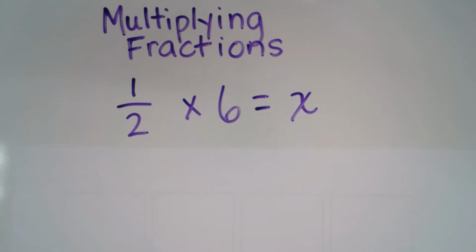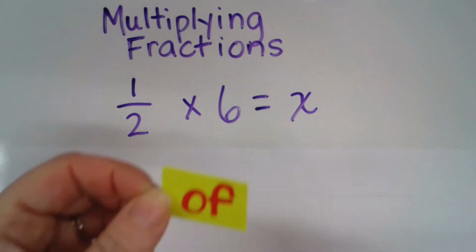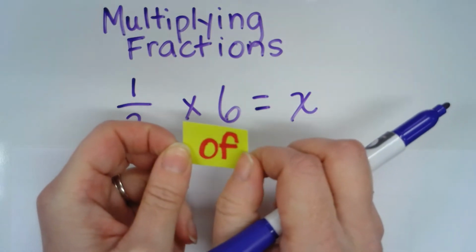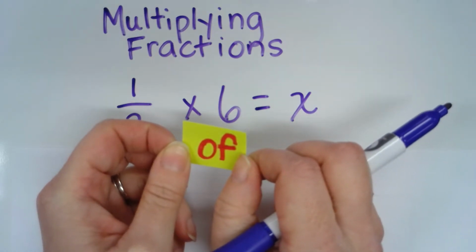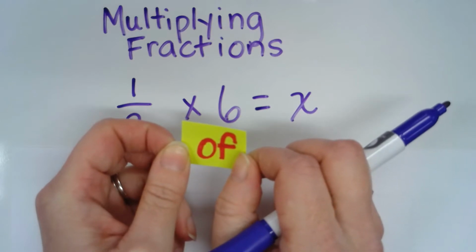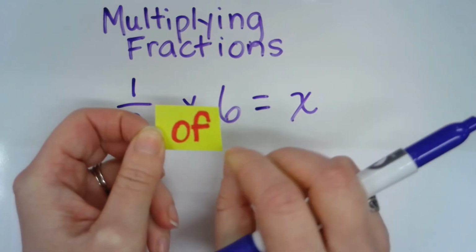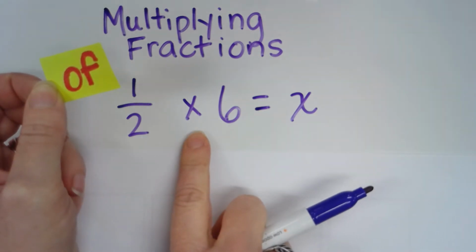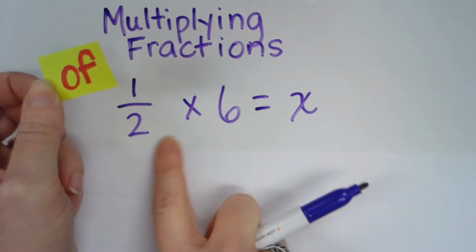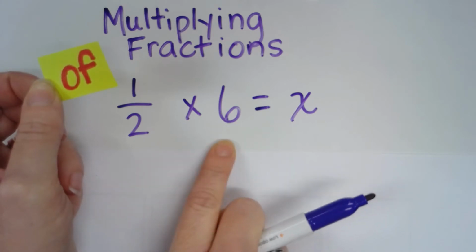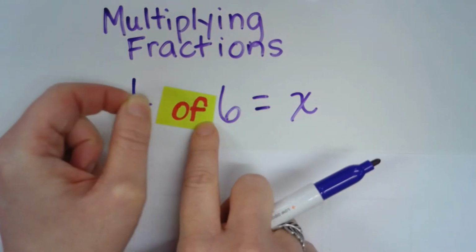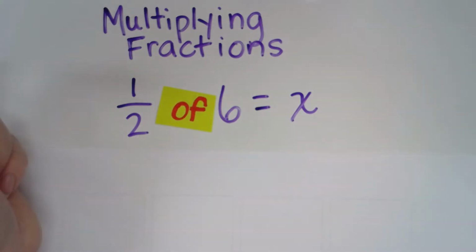What is so important to note and to understand the concept of multiplying fractions is a key word. This key word, boys and girls, "of," is what I think of as the ticket to understanding what is occurring when we multiply fractions. When you see that multiplying symbol between a fraction and a whole number, or two fractions or mixed numbers, think about that word "of." "Of" is our key word that we're going to think about as we conceptualize multiplying fractions.